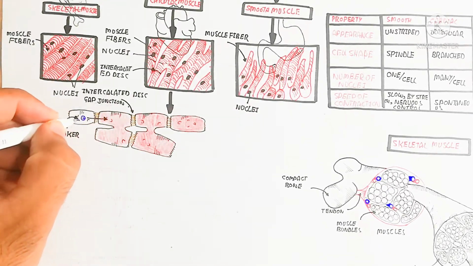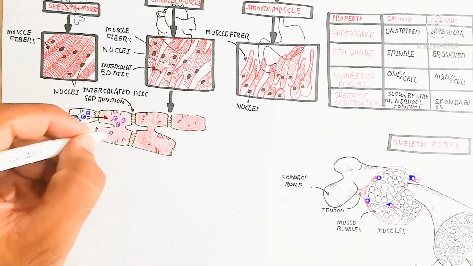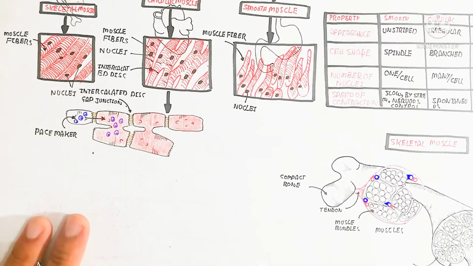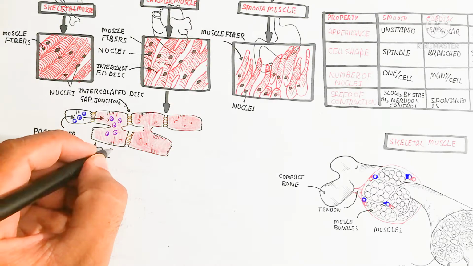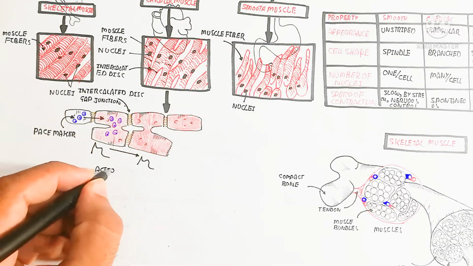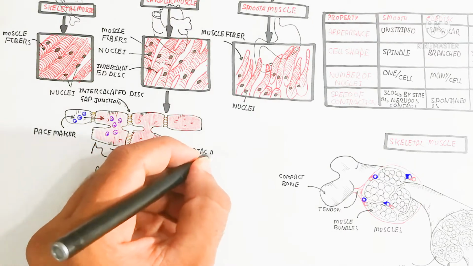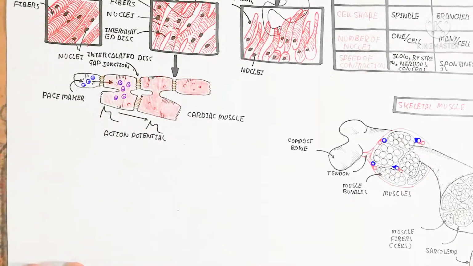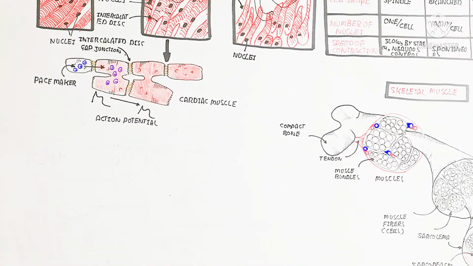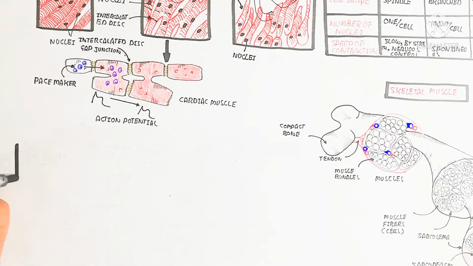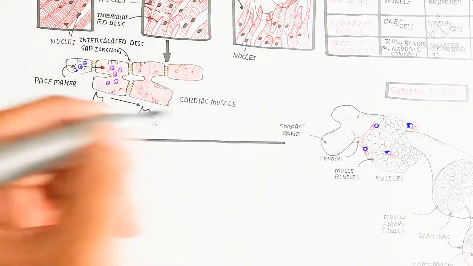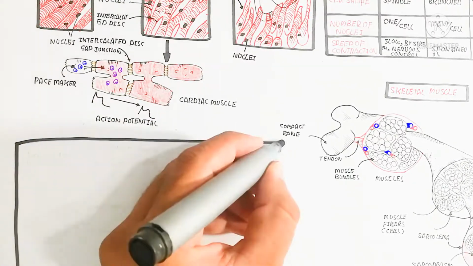And with this depolarization, the calcium will be moved to other cells, other muscles. So the depolarization will occur and move forward, and here is the intercalated disc or gap junction. This gap junction is important for the calcium to move to another cell. So that is the cardiac muscle system, and it will create the action potential.